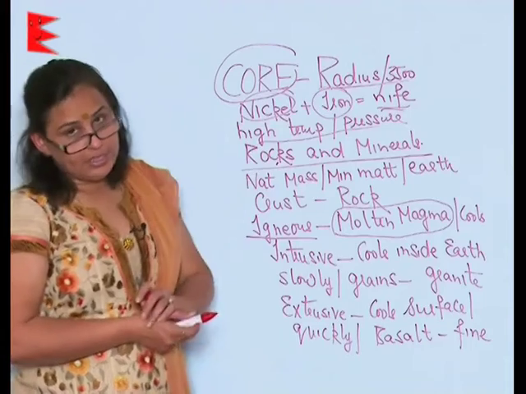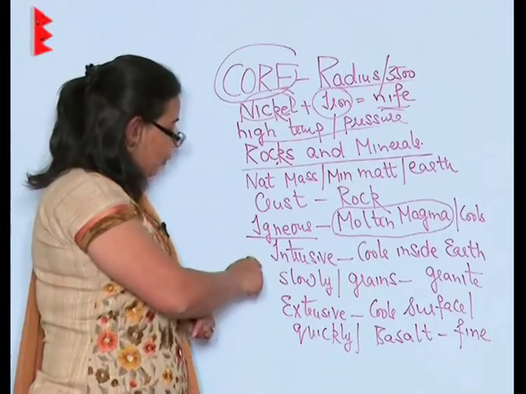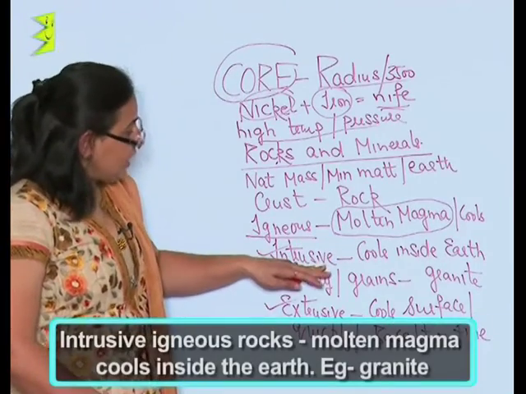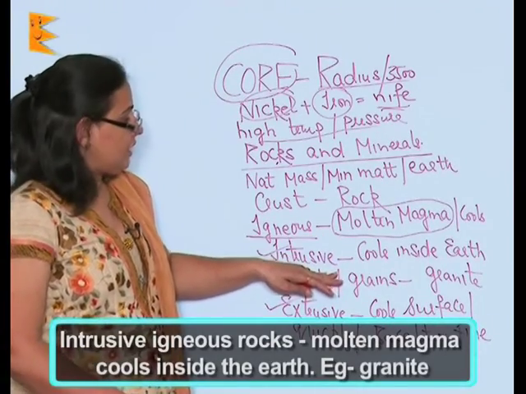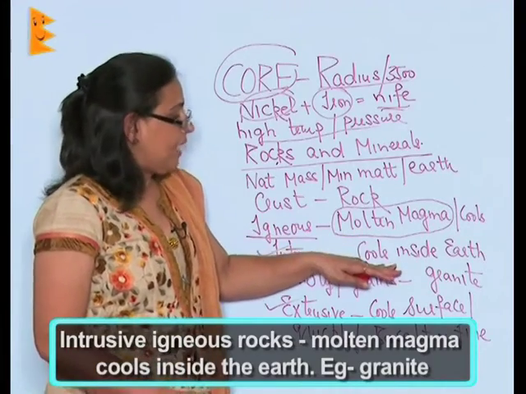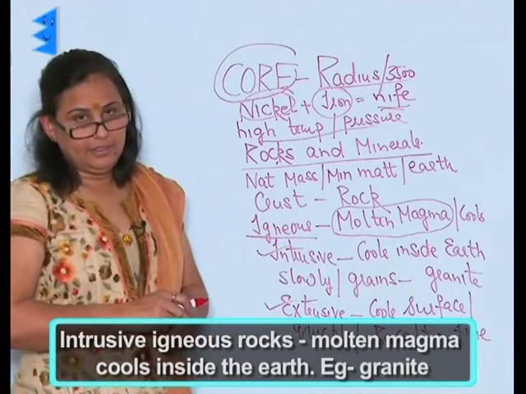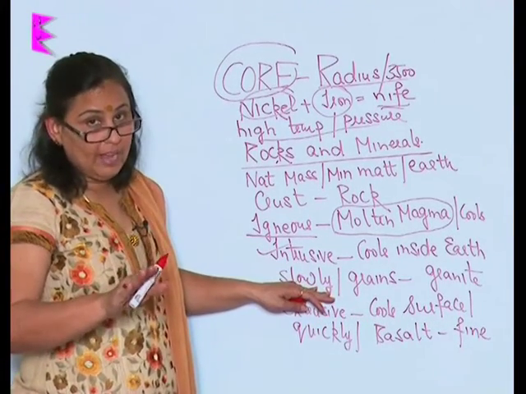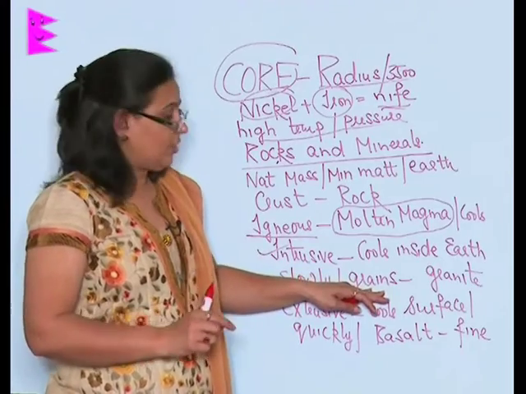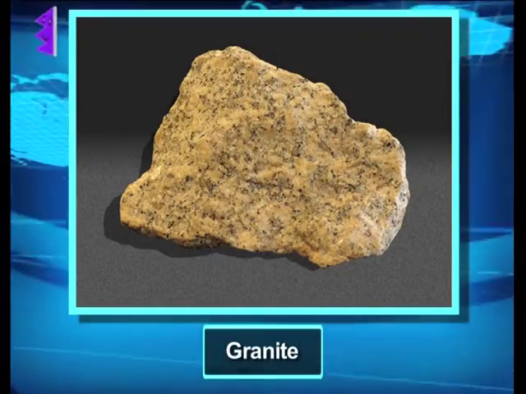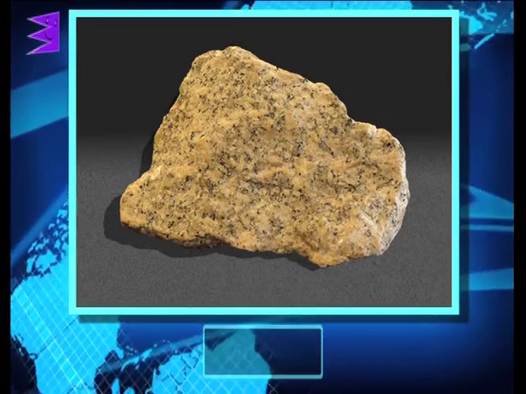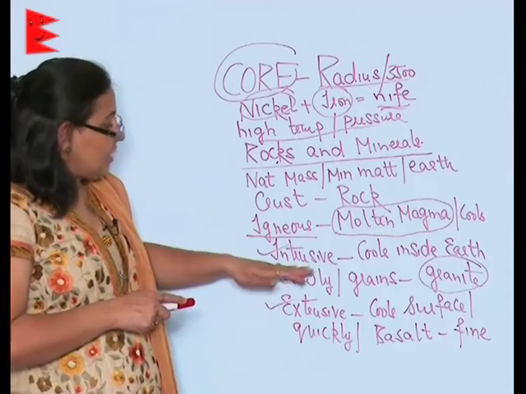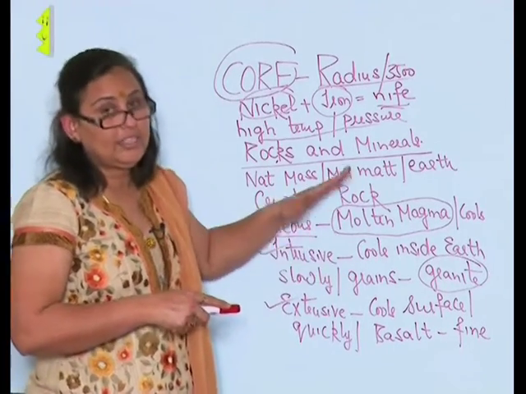As far as igneous rock is concerned, it is again subdivided into two: intrusive rocks and the extrusive rocks. The intrusive igneous rocks are those rocks wherein the molten magma cools inside the earth, and since it cools very slow, that is why the grains are long structured, and the best example is granite. This is when the magma is cooling inside the earth. So that is termed as the intrusive igneous rock.